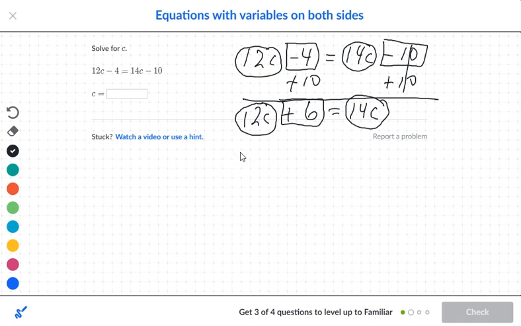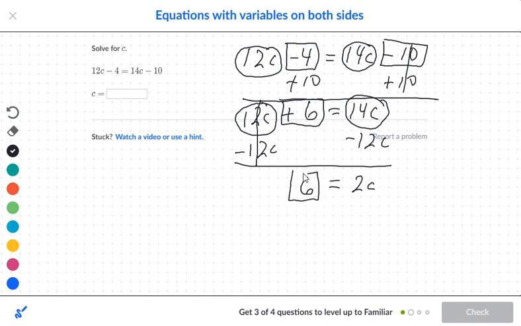So what's the opposite of a positive 12C? You're going to find that to be a negative 12C. This would leave me with 6, then 4, and then 14 minus 12, so 14 minus 2, letter C. Check this: I do have one circle and one box.